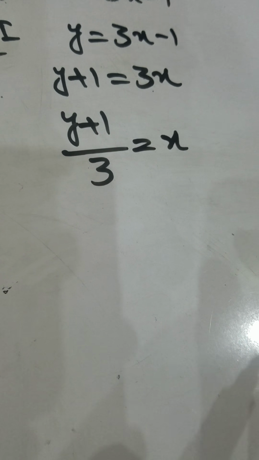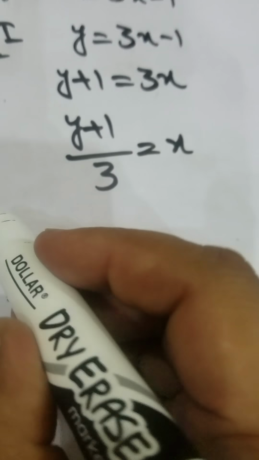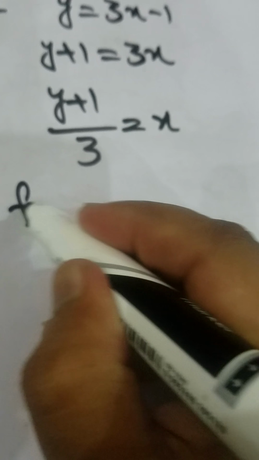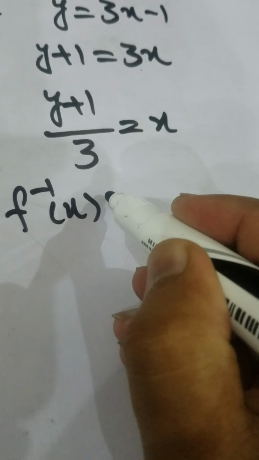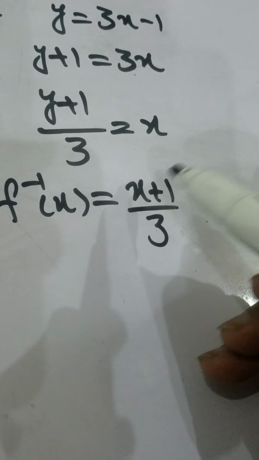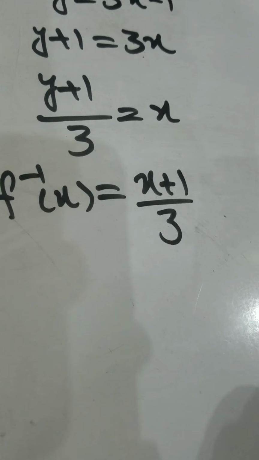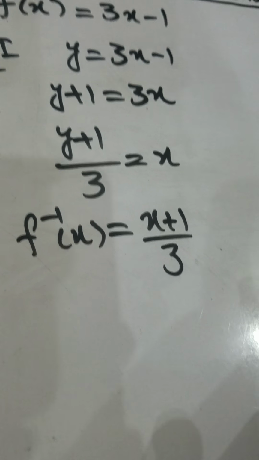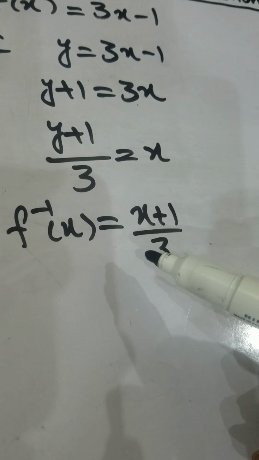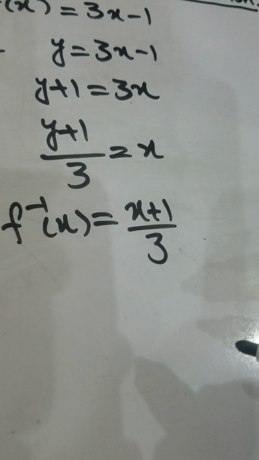x is separated. Now this is the inverse. So f inverse of x is equal to x plus 1 over 3. We have to just replace this y by x. Now this is the inverse function. So if f of x is 3x minus 1, what will be its inverse? f inverse of x is x plus 1 over 3.